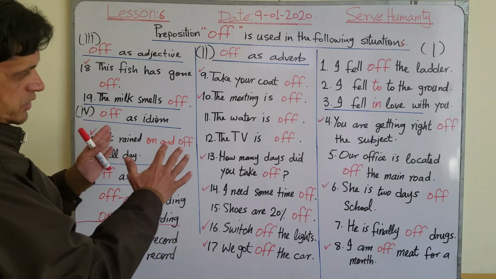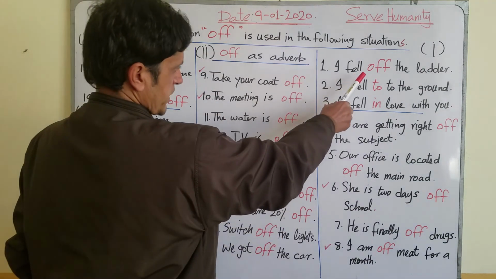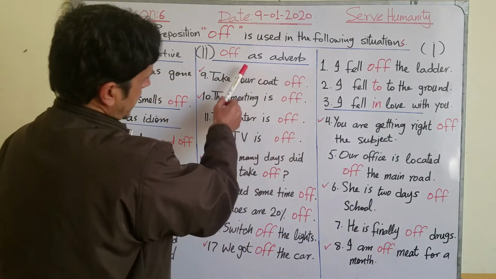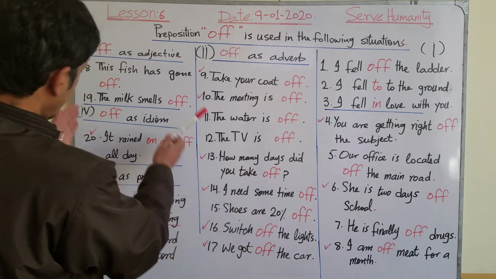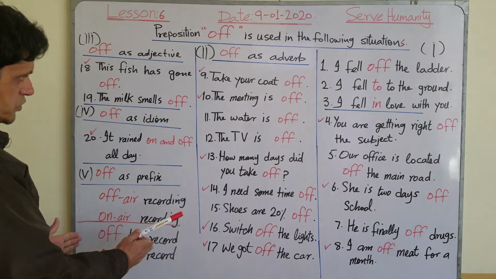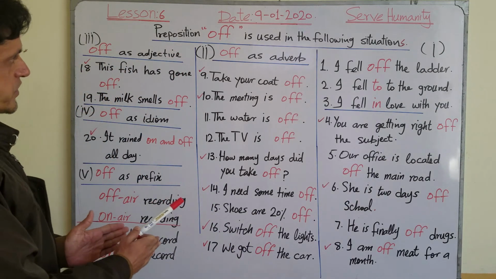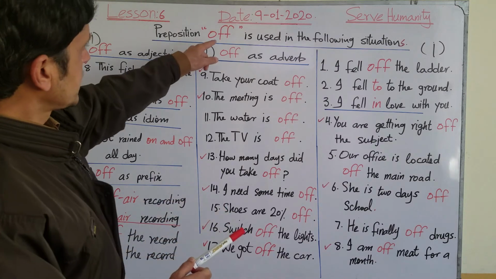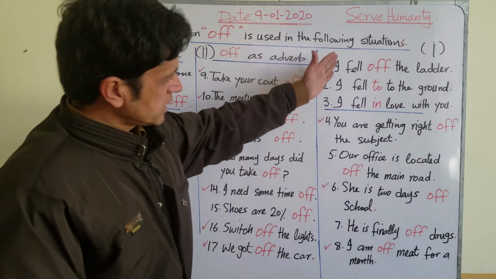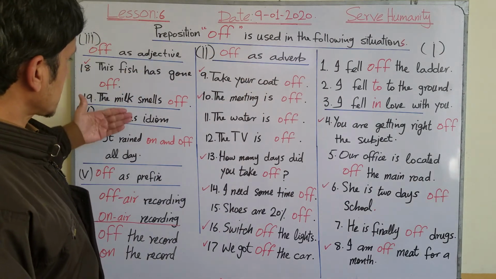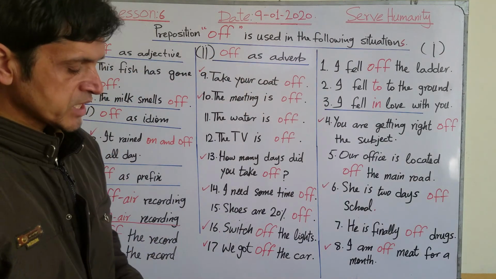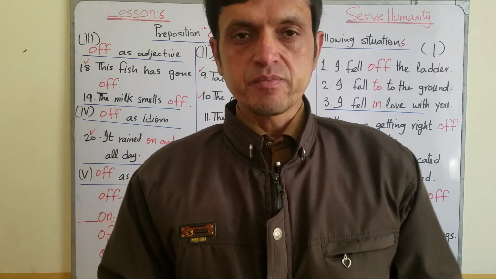So these were prepositions and these are adverbs. Off is used as an adverb, and these are different uses of the word off. So off is used in all these ways: as a preposition, as an adverb, and as an adjective, idiom, prefix. So this is the end of my class.